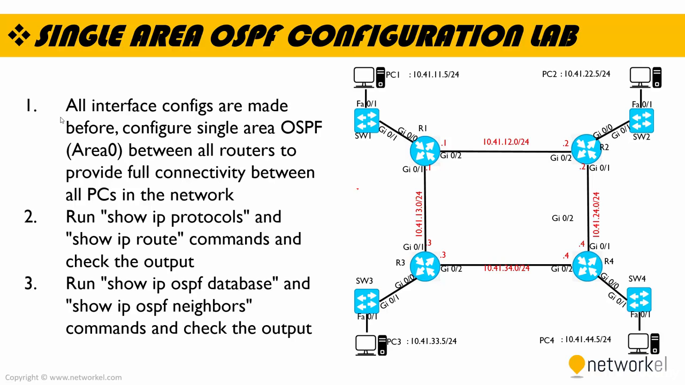The first step is all interface configs are made before. Configure single area OSPF area 0 between all routers to provide full connectivity between all PCs in network.